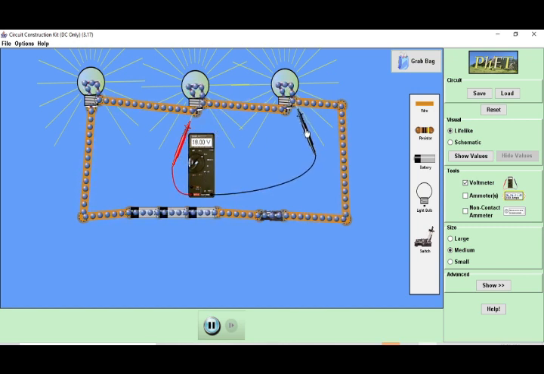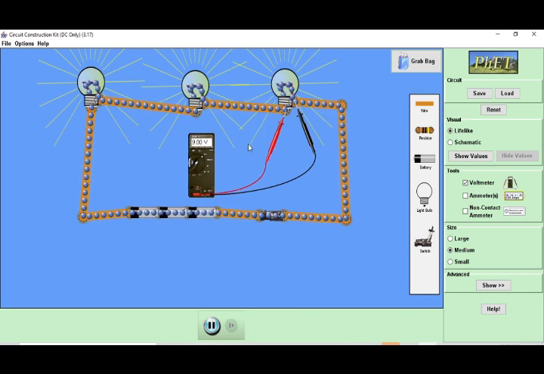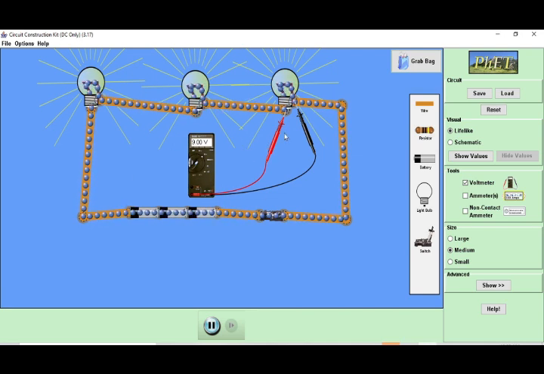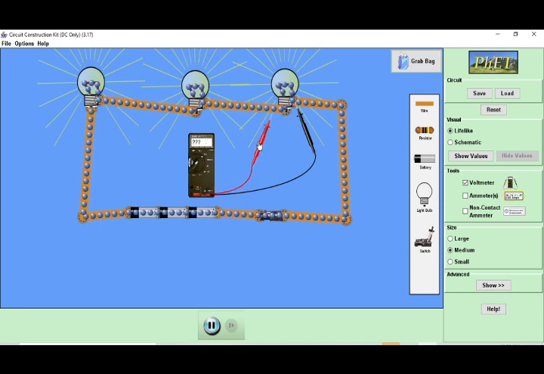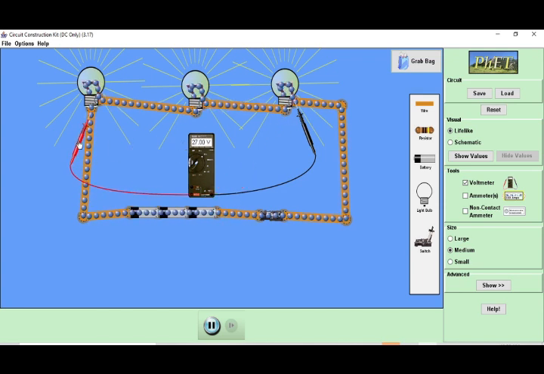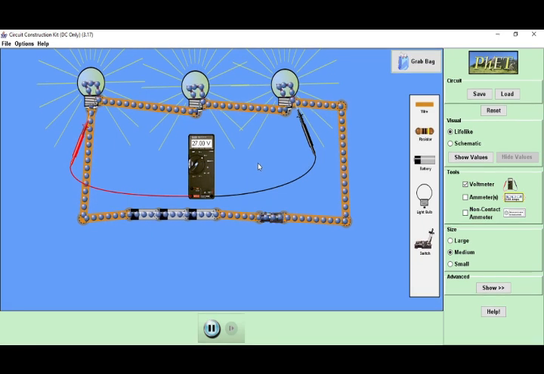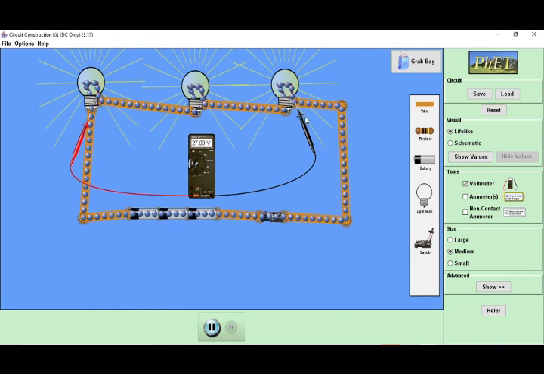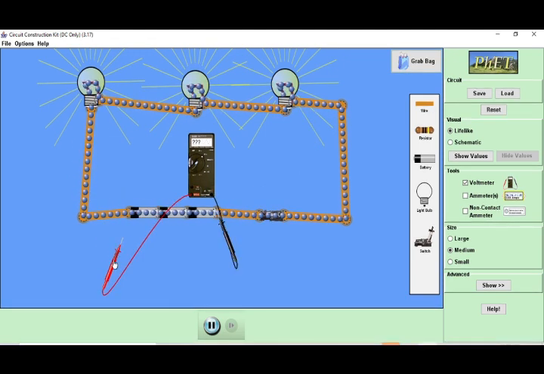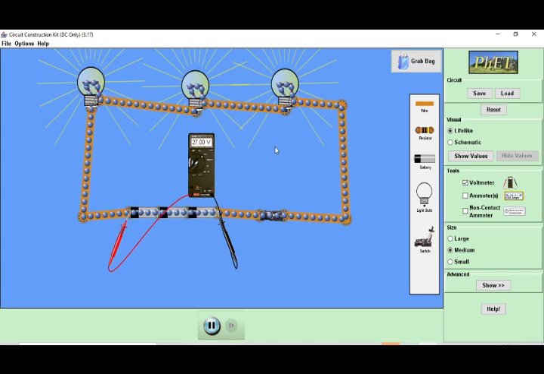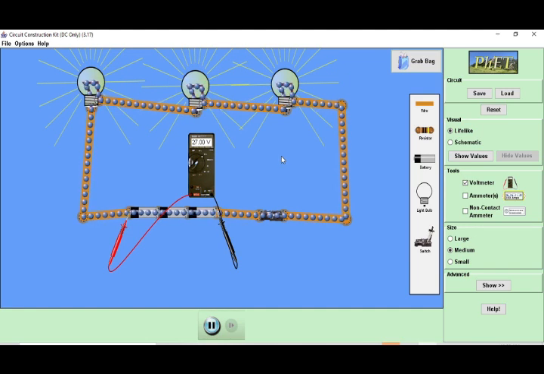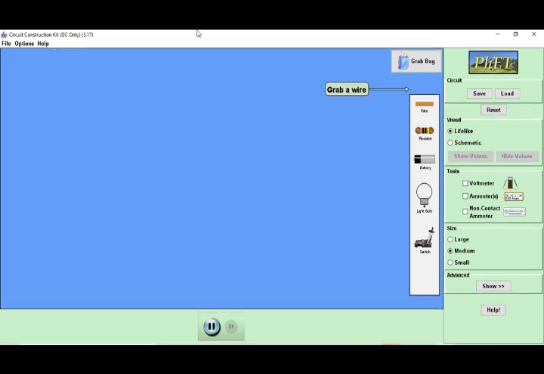Let's move on to the next. I connected the voltmeter on the third bulb. What is the value of the voltage? Again, as you can see, it is 9 volts. Now, if I connect the voltmeter across the 3 bulbs, what is the value of the voltage? As you can see, it became 27 volts. If I connect the voltmeter across these batteries, it's also 27 volts. What could you conclude about the voltages connected in series?